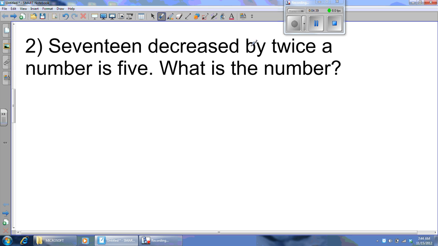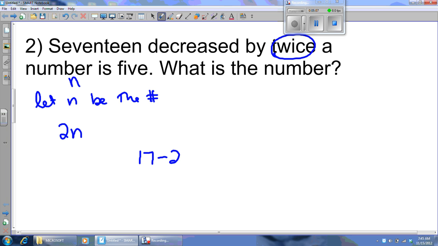17 decreased by twice a number. Well, I'm going to let n be a number, right? N is going to be my number. What do I have to do to n? Well, I'm going to need twice n, so 2n, right? Twice n. Now I need to take 17, decrease it by twice n. So I'm going to have 17 minus 2n is 5. And there's my equation. So to solve this one, I'm going to subtract 17 from both sides.